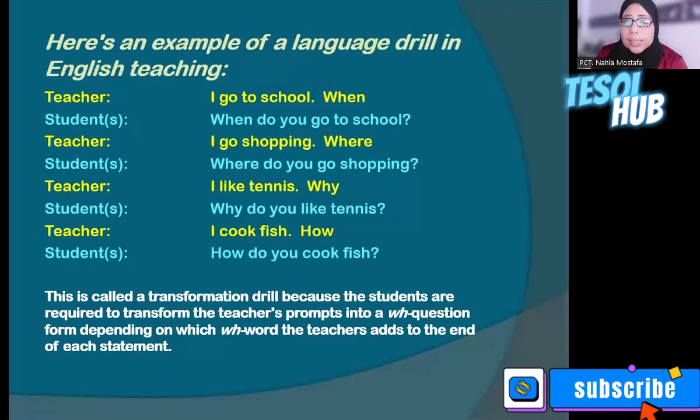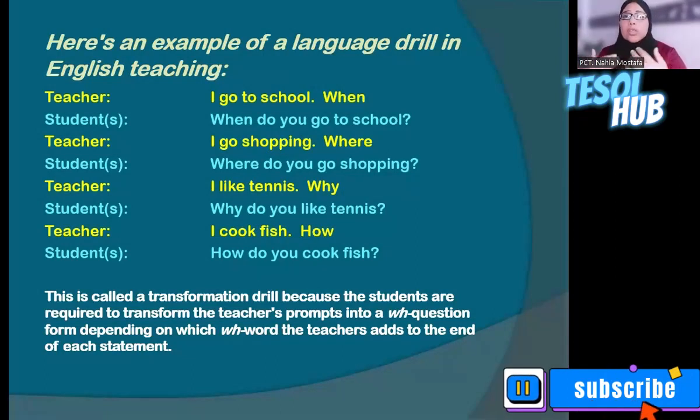When we teach them present simple, of course, we teach them how to make a question. So I have now like 4 or 5 students in front of me. Guys, I will say the sentence and you will answer asking a question using the word that I will say at the end of the sentence. So when I say I go to school, when, you would say, when do you go to school? I go shopping. Where? The student will answer, where do you go shopping? I like tennis. Why? Why do you like tennis?